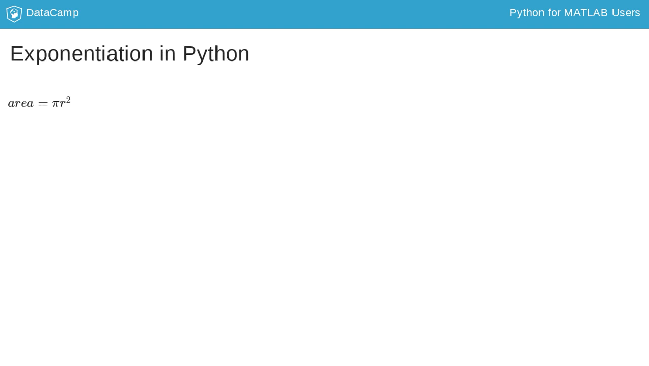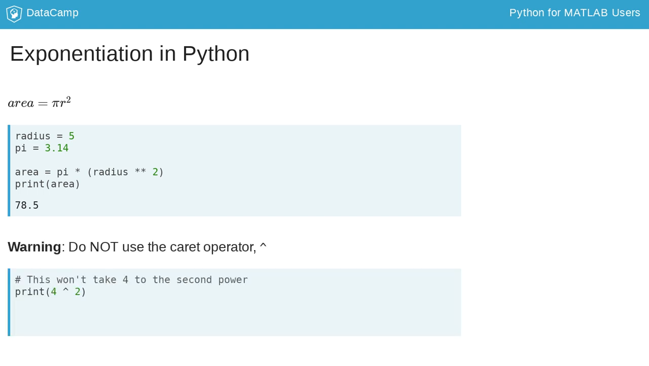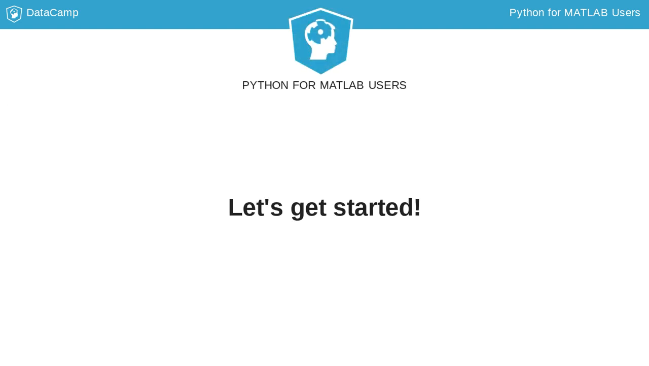It's important to note that the exponentiation operator differs between Python and MATLAB. It is crucial that you get in the habit of using the double star. If you accidentally use the caret operator, Python will not throw an error, but it will do something else entirely. This can be a hard bug to catch. Okay, let's start writing some Python so you can start to learn some of these differences.